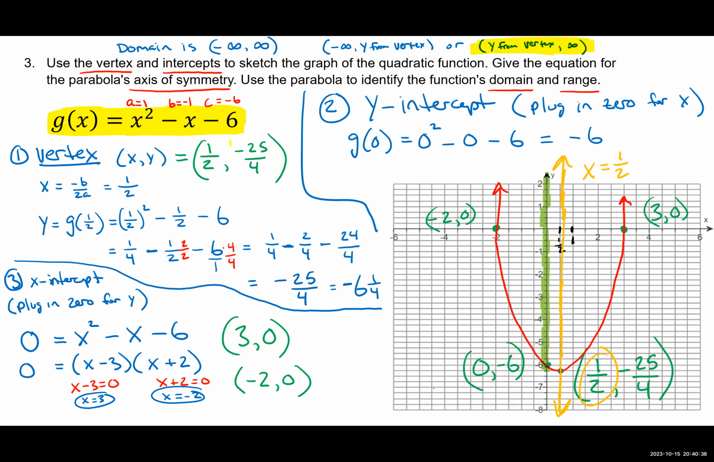So once you have the vertex, that tells you the axis of symmetry from the x value. That tells you the range from the y value. Okay, and like I said, for the written solutions, go to my website and look at the written solutions there. It's much more clear. I used multiple pages. I didn't try to squeeze everything onto one page.